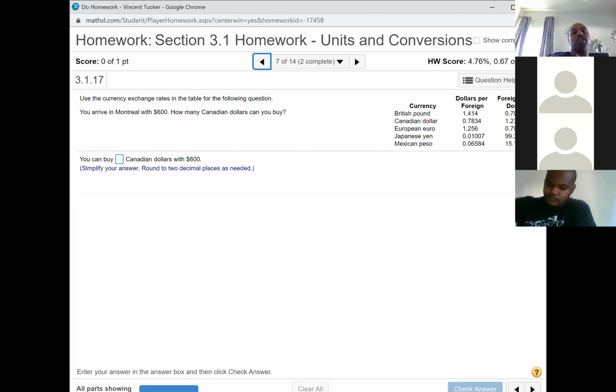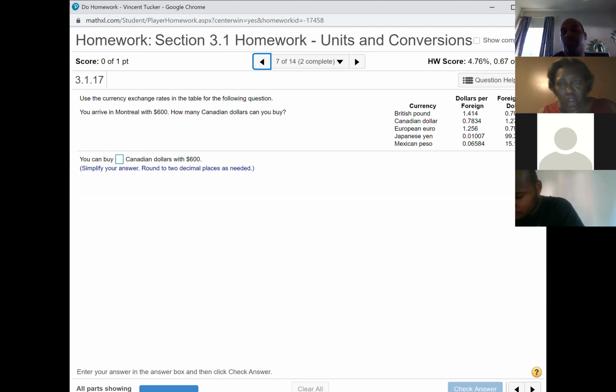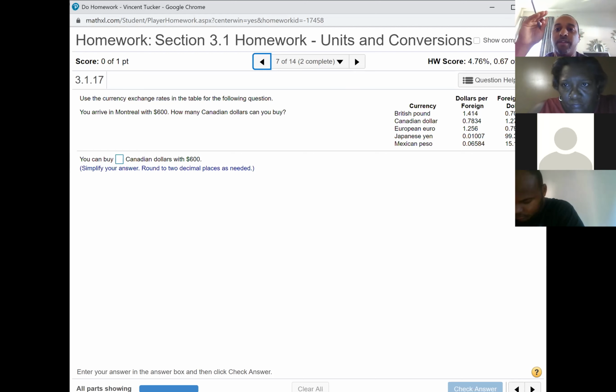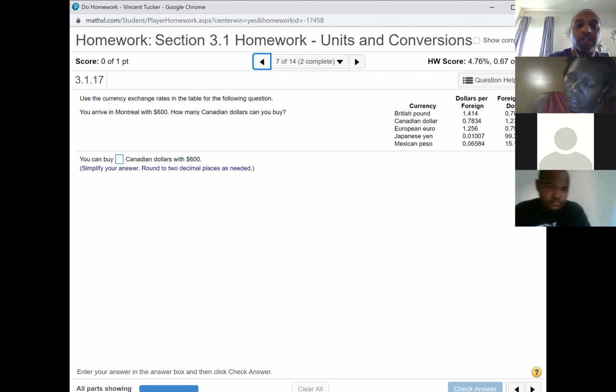Now in your assignment, when you get to this problem, you may be asked about the British pound. They may change the words or change the numbers, but they give you all the conversion factors. Right now we're just looking at Canadian dollar. Notice they give us dollars per foreign, then foreign per dollar. That's the same thing as inches over feet versus feet over inches, so you have to figure out which one you want to do.